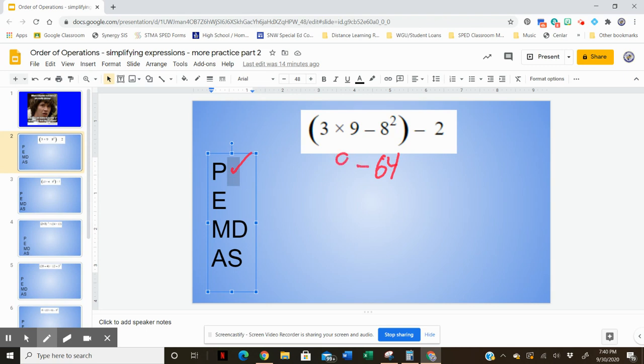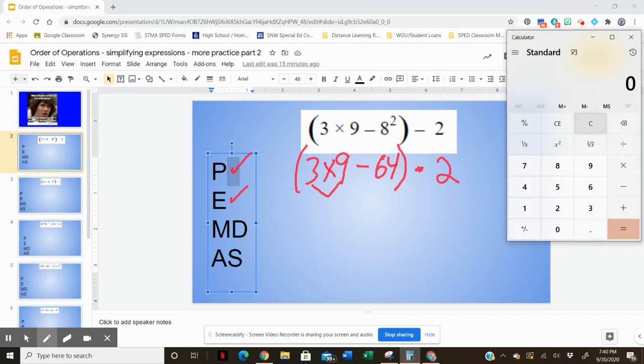Minus 9. Now I still have all of these things to do inside the parentheses, so I'm going to make sure as I rewrite it that I'm including my parentheses. I've taken care of all the exponents inside of the parentheses. So now I'm ready to do my multiplication and division inside the parentheses, and that would be 3 times 9. On my calculator, when I type in 3 times 9, I get 27. So I know 27 is going to be the answer.